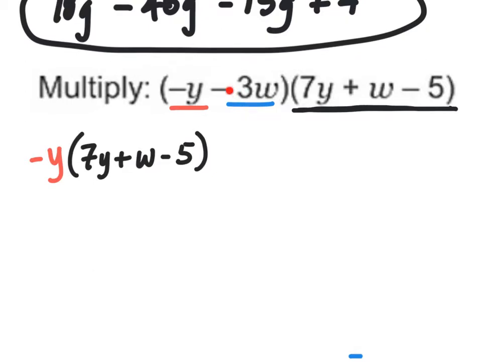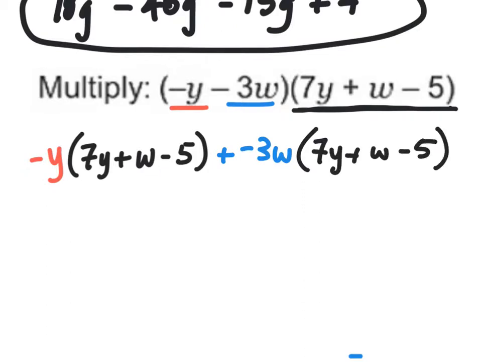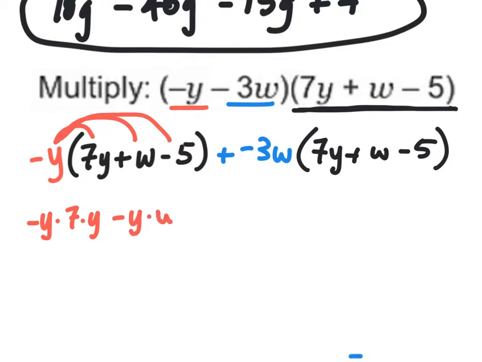Now, because we're dealing with a negative here, I always like to add the negative. So plus negative 3w times 7y plus w minus 5. Now I'm going to try and show as many steps as I can for this. So I'm first going to do negative y times 7y, times w, and then times negative 5. We got to watch our signs here. So I'm going to do negative y times 7 times y, and then negative y times w, so minus y times w, and then I've got negative y times negative 5.